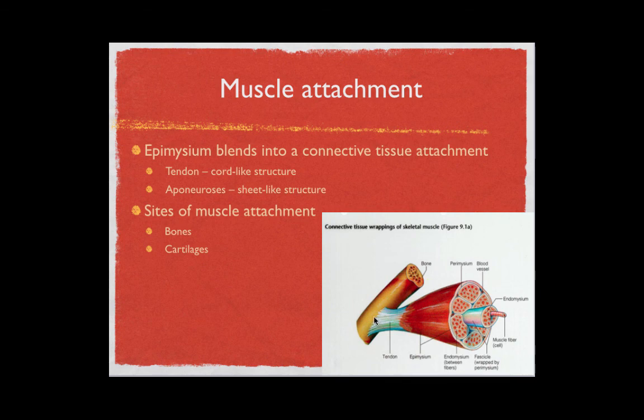There are two basic shapes for connective tissue attaching muscle to bone. There are tendons, which are sort of cord-like structures. They are formed from the epimysium. Sometimes you'll see that the connective tissue is more sheet-like, sort of a white sheet that covers a greater area of a muscle. Those are called aponeuroses. You'll frequently see examples of those around trunk muscles.